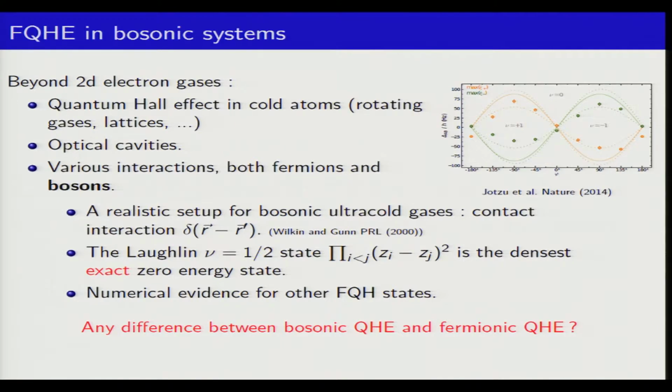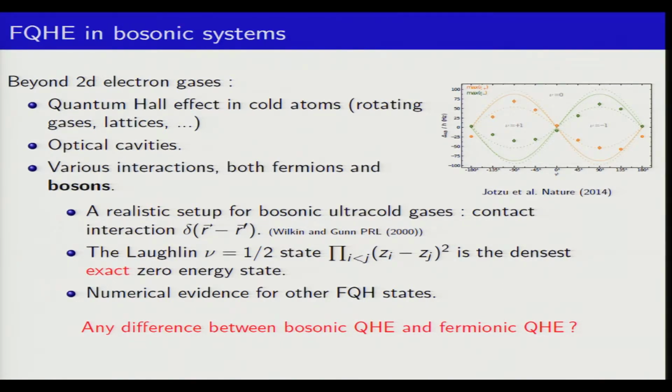So the simplest setup that you can imagine, for example the one that was introduced for rotating gases, is basically to have bosons that interact through S-wave scattering. And the interaction is just the contact interaction. When you rotate your gas and you have the confining potential, you're in a situation which is exactly like particles at the proper frequency. It's like having particles in a magnetic field.